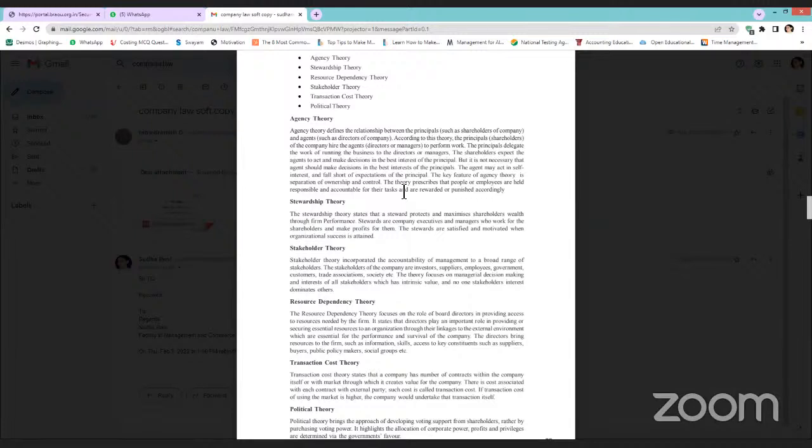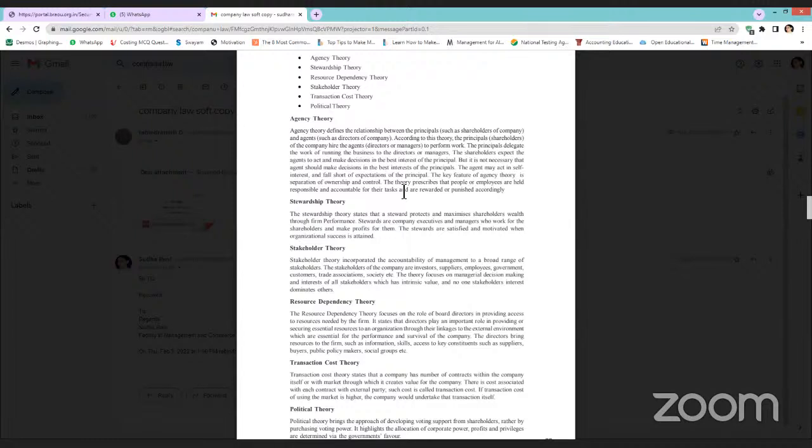The next one is stakeholder theory. What are stakeholders? Stakeholders are the people who invested in the company or who have an interest in the company, incorporating accountability of management to a broad range of stakeholders. Companies' stakeholders include investors, suppliers, employees, government, customers. All these people come under the stakeholders. So stakeholder theory says the management must be accountable.